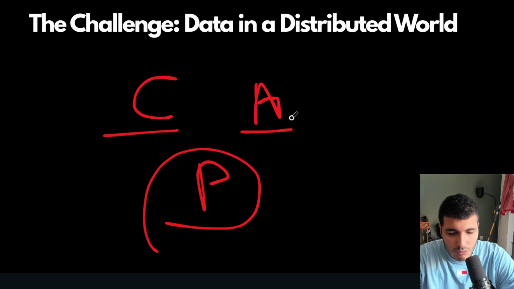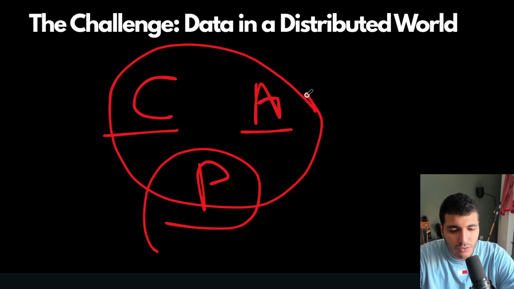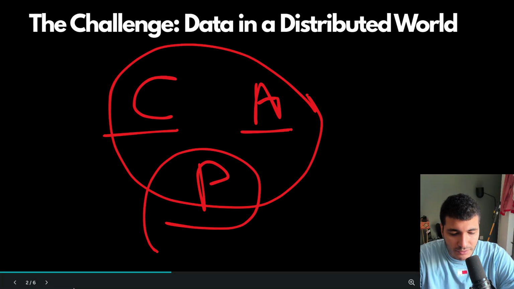Okay, so right now we understand the challenge, why actually we have strong consistency versus eventual consistency: because the CAP theorem states that we cannot actually guarantee all three guarantees at the same time. We have to choose only two, and since partition tolerance is inevitable and we cannot avoid it, we have to choose between consistency and availability.